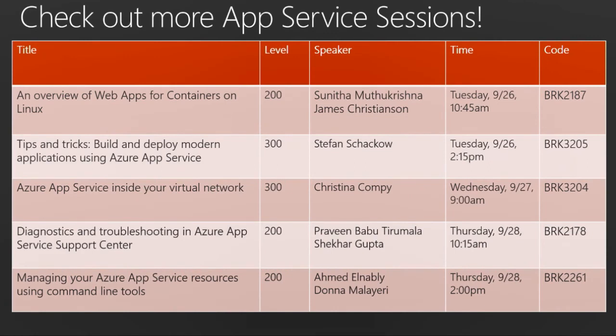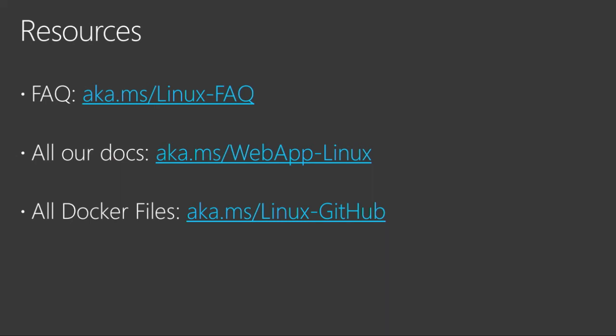For App Service, we have a number of sessions. Today at 10:45 in S331, Sunita and James will have a more in-depth overview of web app for containers, and they will even have cooler demos. I don't think they will have cats, but it's cool. There are also other demos: how to diagnose your app service, how to manage your app service resources using command line, and how to configure your app service to work with your VNet, and so on. So how to find resources and documentation: we have an FAQ on the web, aka.ms/linux-faq. All our docs are at /webapp-linux, and all our Docker images and containers are publicly available at linux-github. You can use them, fork them, whatever you want.